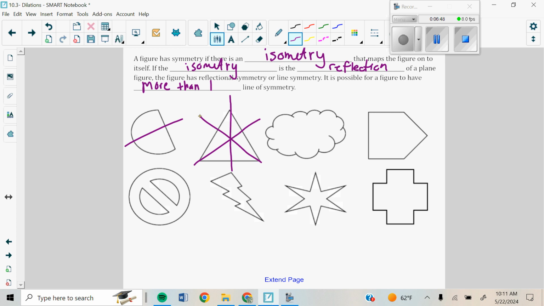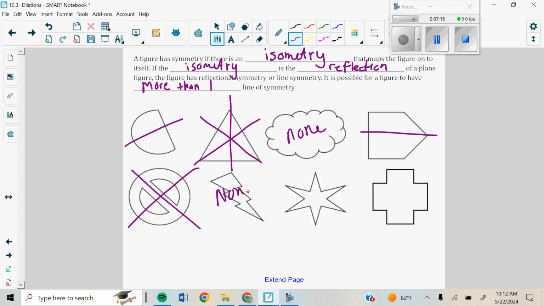If we look at the cloud, there's nothing that I can call a line of symmetry. So this has none. It's not symmetrical. If we look at our pentagon here, we can go that way. Our lightning bolt, yep, that's a no.